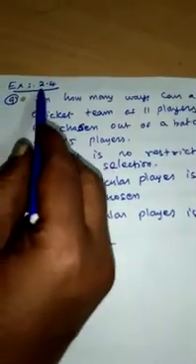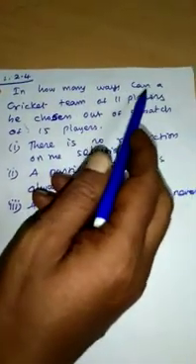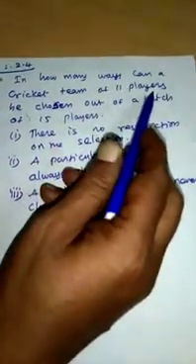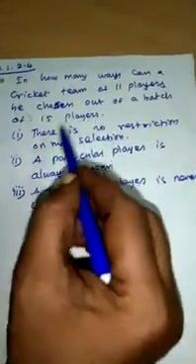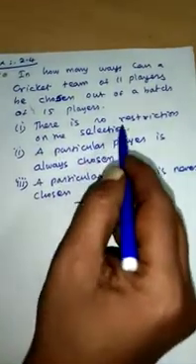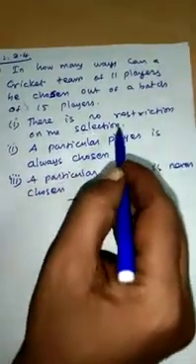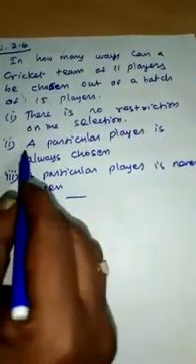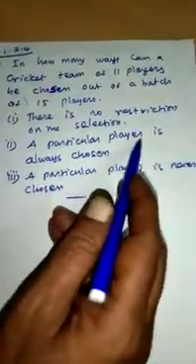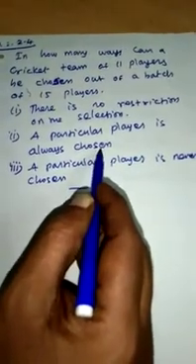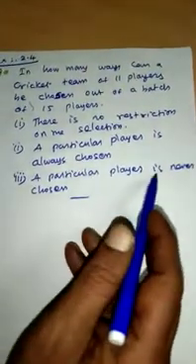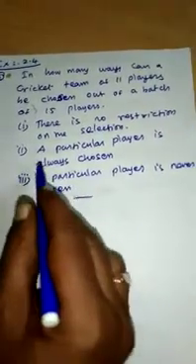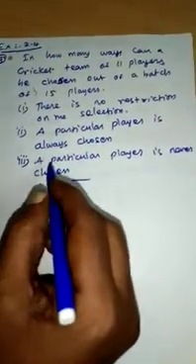Exercise 2.4, 9th sum. In how many ways can a cricket team of 11 players be chosen out of a batch of 15 players? First question, there is no restriction on the selection. Second question is, a particular player is always chosen. Third question is, a particular player is never chosen. 3 questions are there.